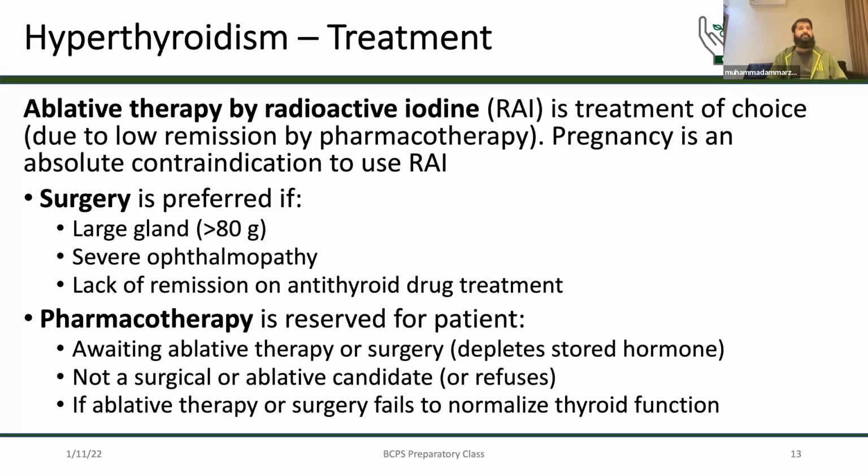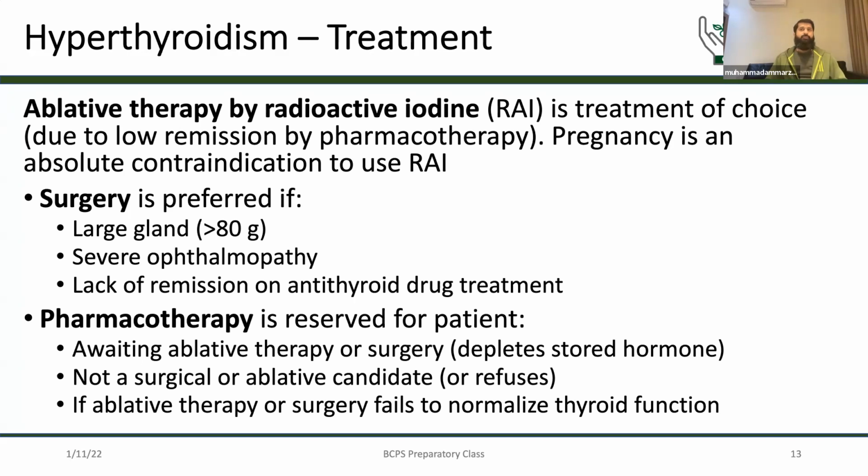So what is the treatment for hyperthyroidism or hyperthyroid disorders? So the gold standard is ablative therapy by radioactive iodine. So this is the treatment of choice because remission by pharmacotherapy is low. So the first line treatment or the treatment of choice is ablative therapy by radioactive iodine. But keep in mind that pregnancy is an absolute contraindication to use radioactive iodine.